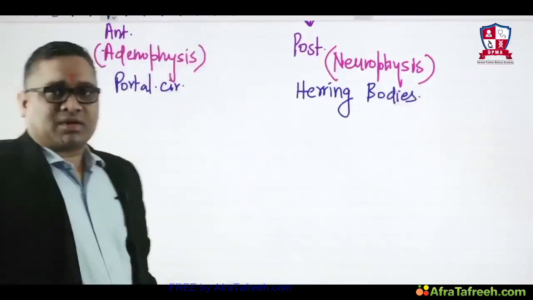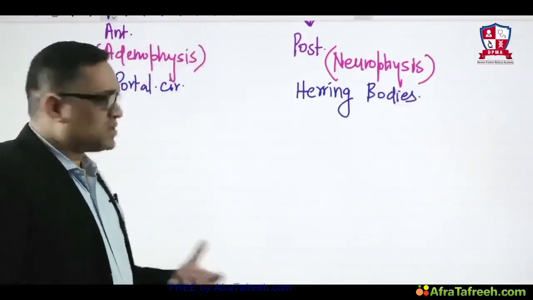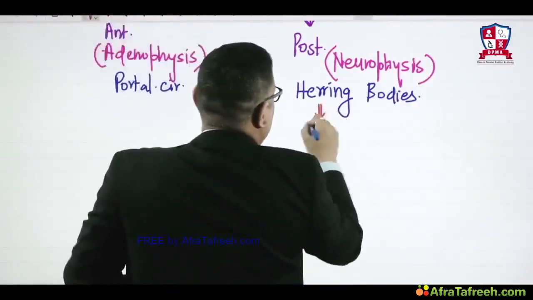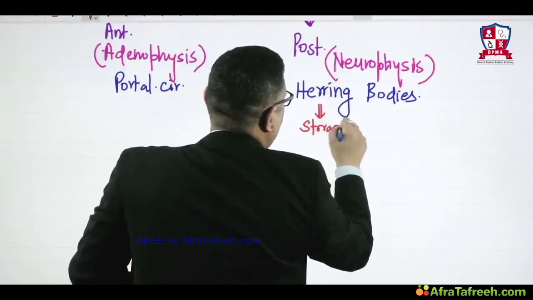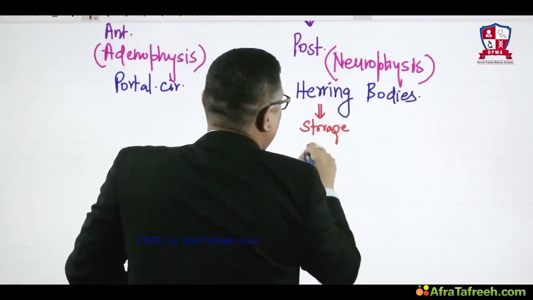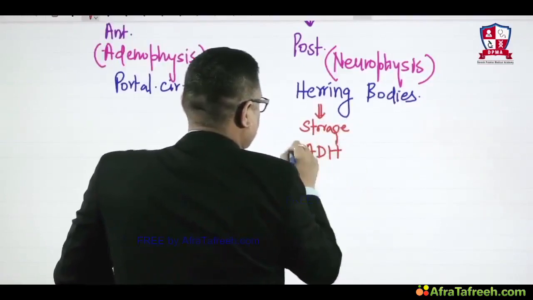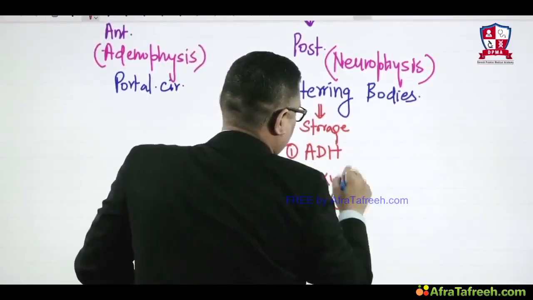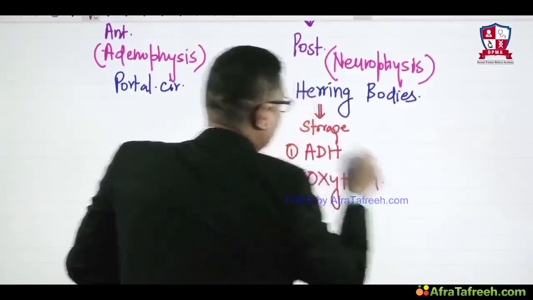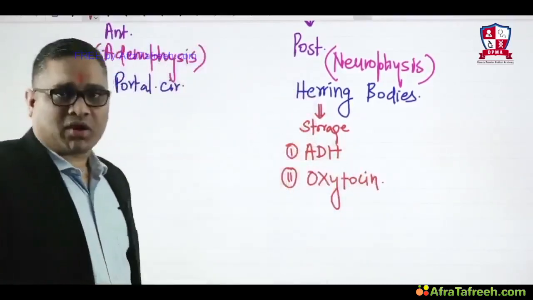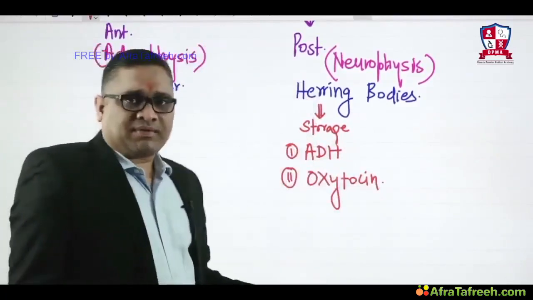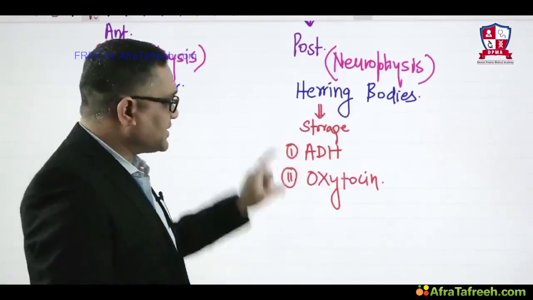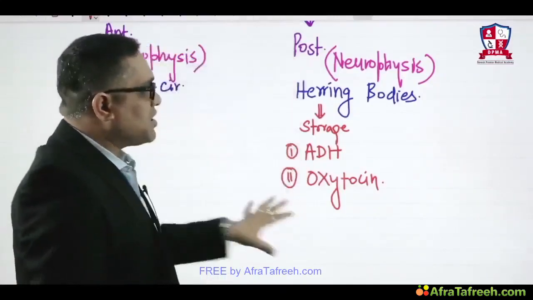Herring bodies are terminal ends of the axons. Which hormones are stored in them? Your answer will be antidiuretic hormone, ADH, and the second is oxytocin. So ADH and oxytocin will be stored inside the Herring bodies. That is the posterior pituitary.